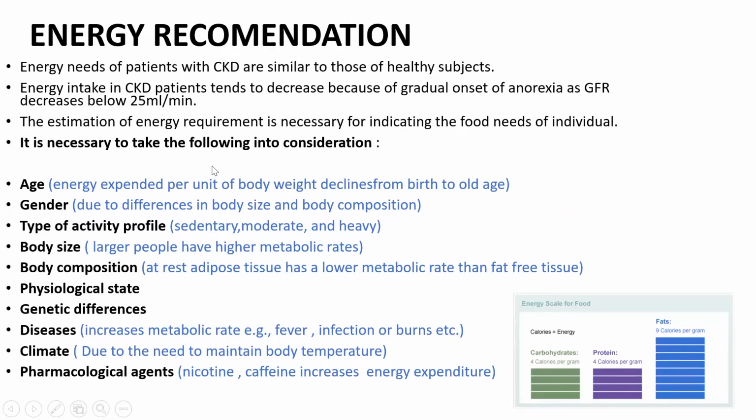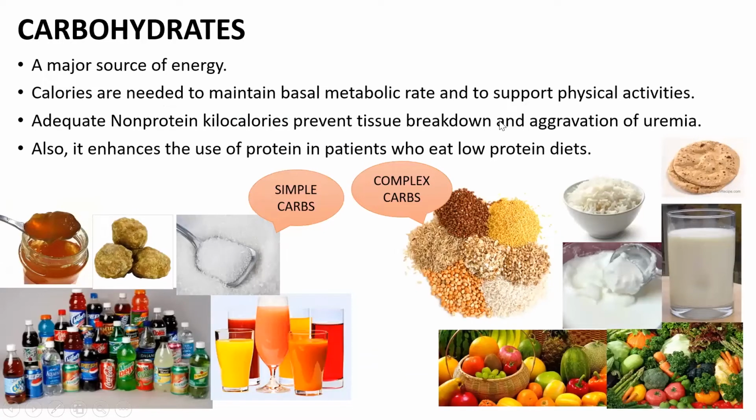It is necessary to take the following into consideration: age, gender, type of activity, body size, body composition, physiological state, genetic differences, diseases, climate, and pharmacological agents. Here I have given a simple energy scale for food, showing how much energy or calories carbohydrates, proteins, and fat give. Carbohydrates give 4 kilocalories per gram, protein gives 4 kilocalories per gram, and fats give 9 kilocalories per gram. Now the carbohydrates are a major source of energy.